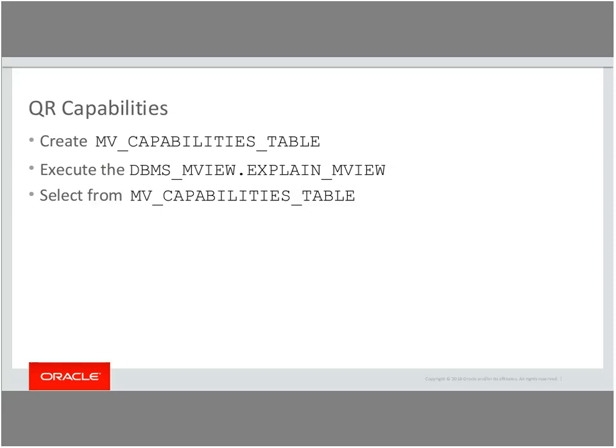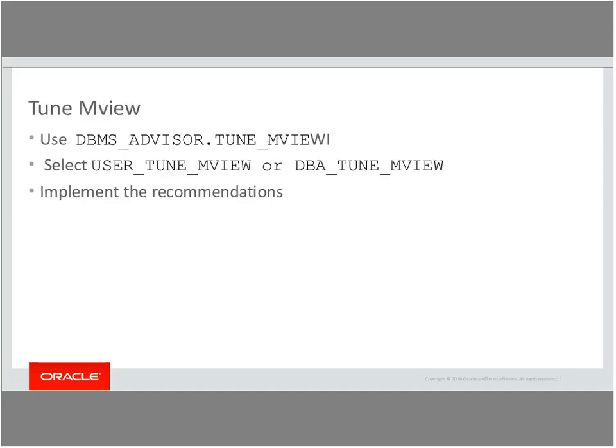When the dbms_mview.explain_mview procedure is run, it will populate a table called mv_capabilities_table. And once this table is populated, we can perform a select over this table and get more detailed information about the capabilities of the materialized view. Tune materialized view.